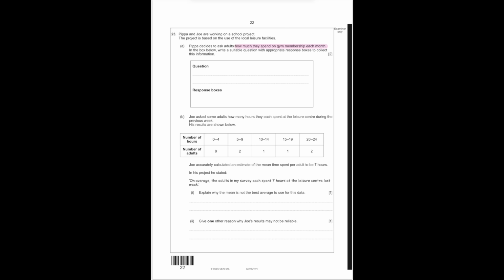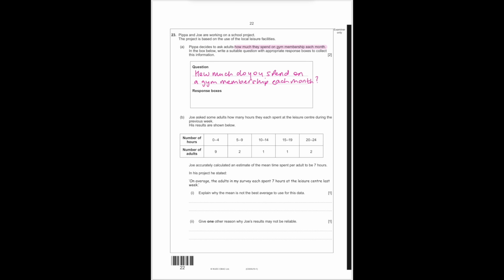Okay, so when we're writing a suitable question, the first thing we need to do is include a time frame in the question. We can't just say how much do you spend on the gym, because they'll be like, well, what do you mean? Every year, every month? So we need to give a time. So let's say for our question, how much do you spend on a gym membership each month? So we've included a time frame in that.